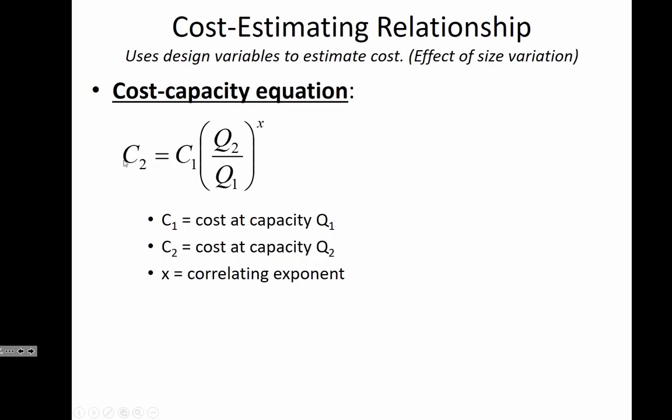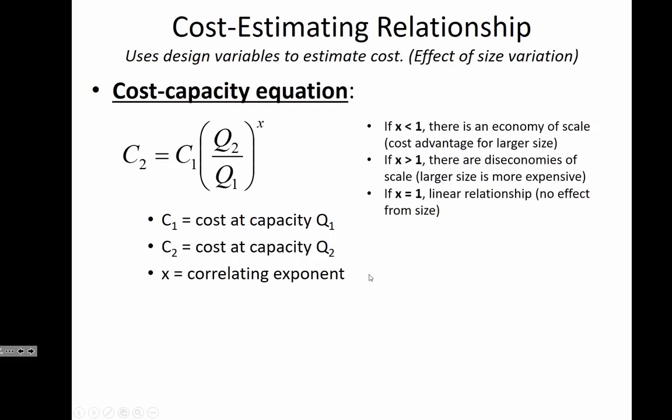C1 is $20 million. So in a case like that, what if we wanted to estimate the cost for a treatment plant that's only going to serve 100,000 people? So it would be 1/5 of the $20 million. So that's the linear approach. But what this is saying is there could be some correlating exponent that has to do with the fact that not everything scales linearly.